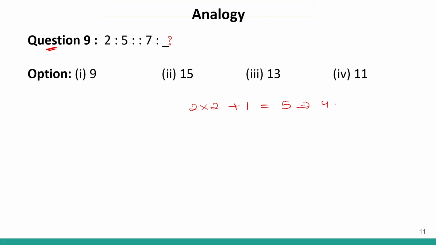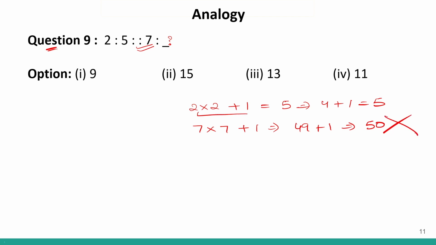How? 4 plus 1 will give me 5. Correct? Now let us apply the same logic on 7. So if I apply the same logic, 7 into 7 plus 1, I will get 49 plus 1, which will give me 50. But do we have an option of 50? No. So we will use the same logic of into 2 plus 1. So 7 into 2 plus 1. It will be 14 plus 1, that is 15. Is 15 in the options? Yes. So option number 2, 15 will be the correct answer to this question.